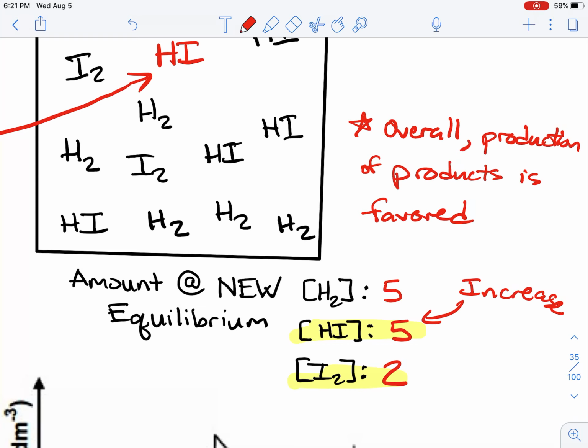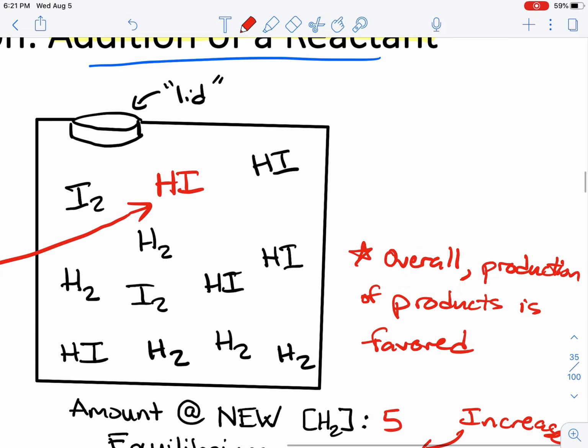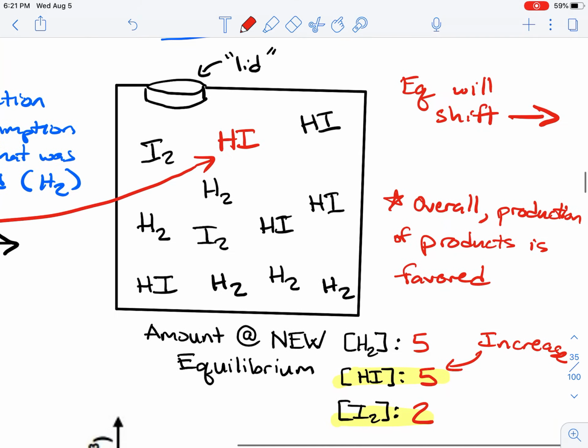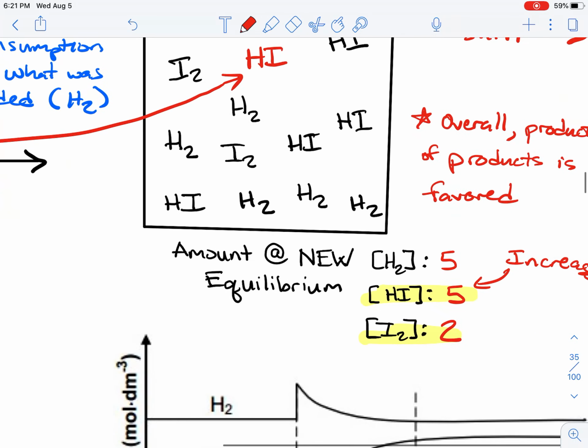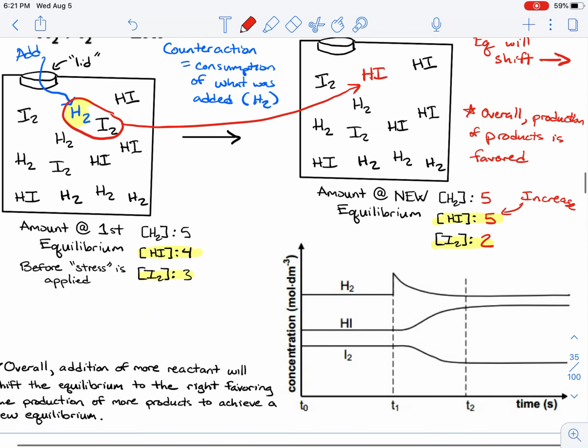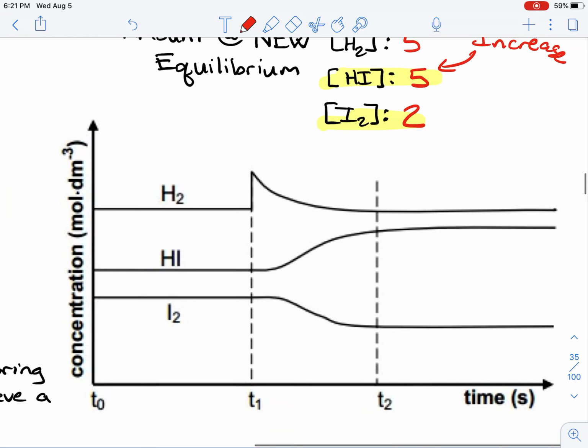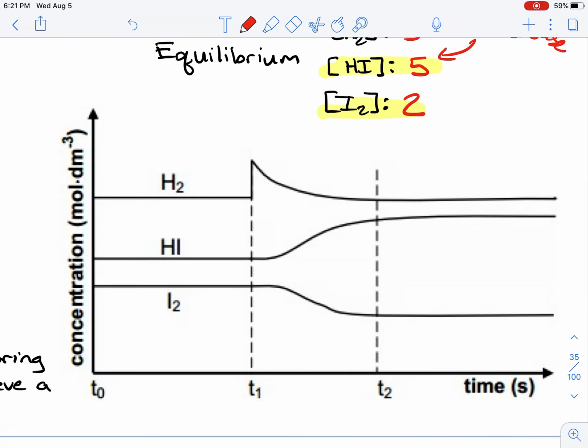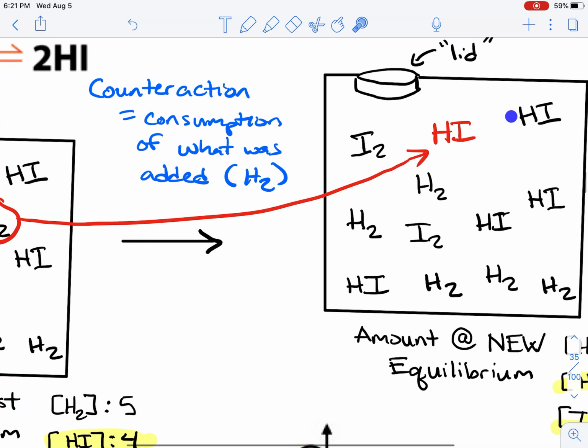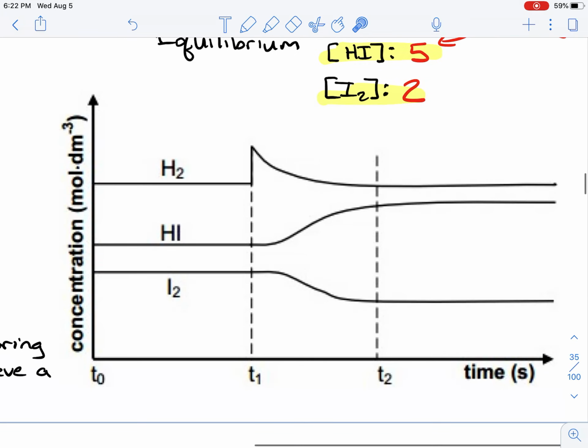Okay. And so therefore there's going to be a net shift, or the equilibrium will shift to the right. Okay. And so we can go ahead and represent what happened in this scenario through this graph.